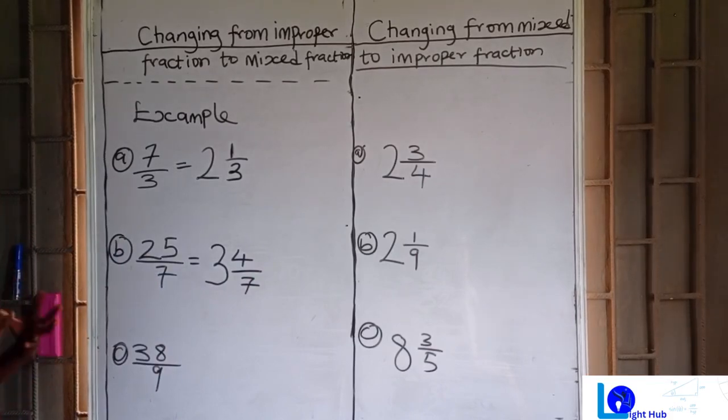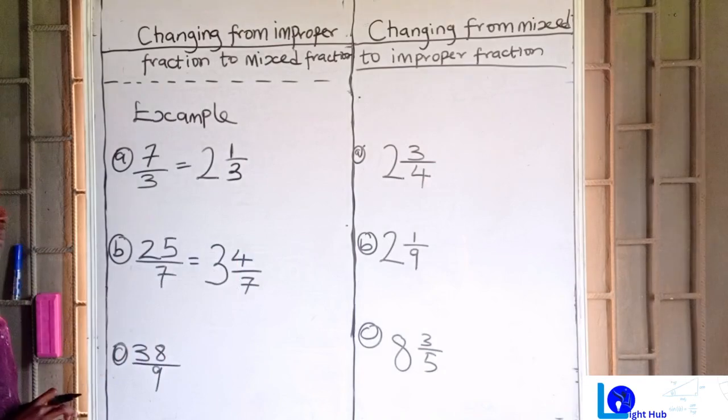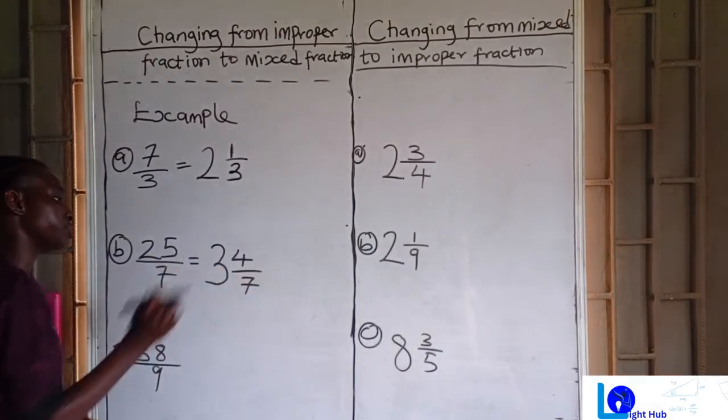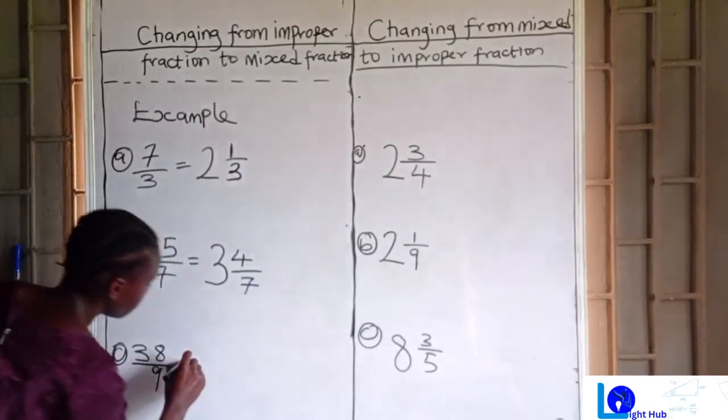And our denominator, 7, still remains the denominator. So you can see how it is being turned to mixed fraction. When you divide, your full answer becomes the whole number, while your remainder becomes the numerator, while the denominator remains the denominator. We move further.